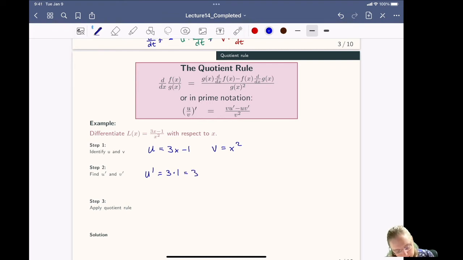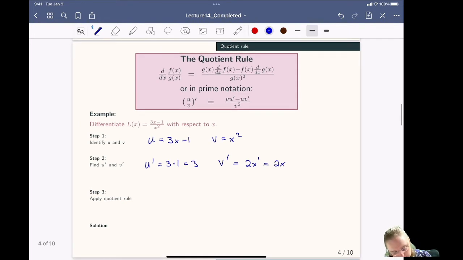All right, what about the derivative of v? Once again, let's apply the power rule. So we have 2x to the 1, which is simply 2x. All right, now let's put all these pieces together to get the quotient rule. So we have low d high minus high d low.